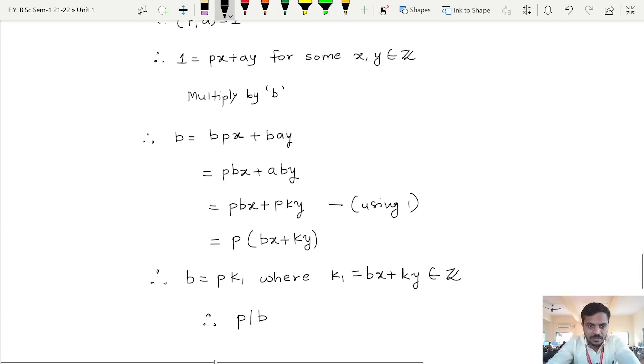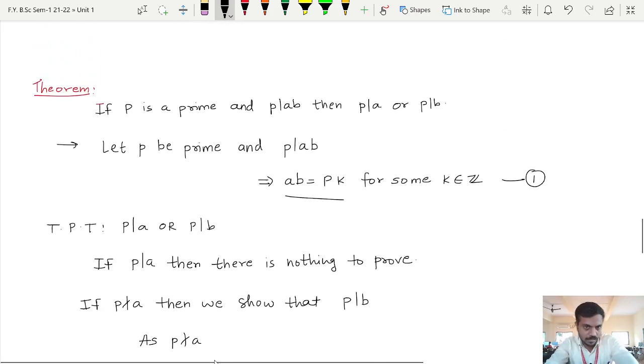So what we have proved in this result? According to this result, if P is a prime number and if P is dividing AB, then we can conclude that P divides A or P divides B. So that's all for this result.